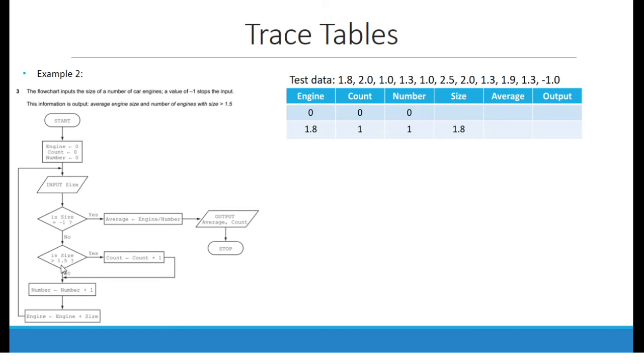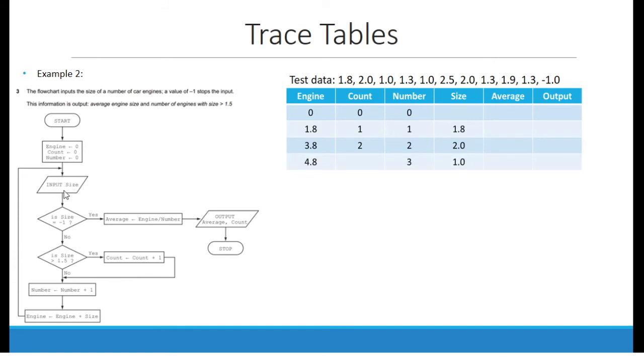No. Is size greater than 1.5? Yes. So count is equal to 0 plus 1, which is 1. Next, number is equal to 0 plus 1, which becomes 1. Engine becomes 0 plus 1.8, which is 1.8. Next, we have 2. Is size equal to minus 1? No. Is size greater than 1.5? Yes. So count becomes 2, number becomes 2, and engine becomes 1.8 plus 2, which is 3.8.